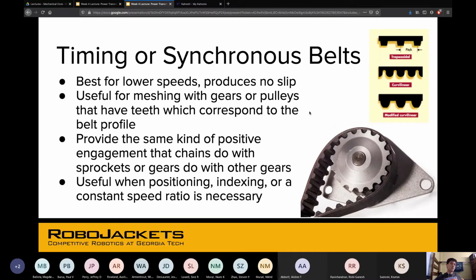And then finally, we've got timing belts. As you can see, they've got these ridges in them, kind of like the teeth of a gear. These are great for low speeds. You've got no slip. With flat belts, if it was going at a really high speed and it stopped, it would slip until it came to a stop. However, if this gear stopped, then this whole belt would also stop instantaneously. So it works really great with gears or pulleys.